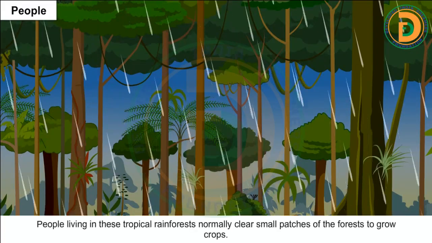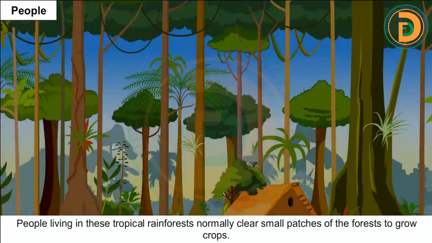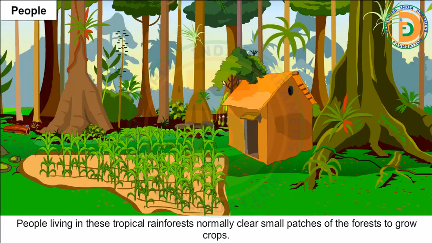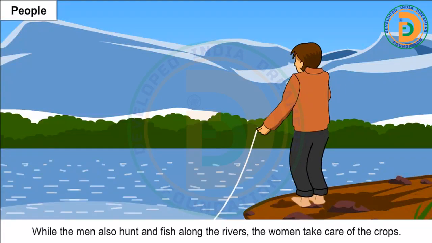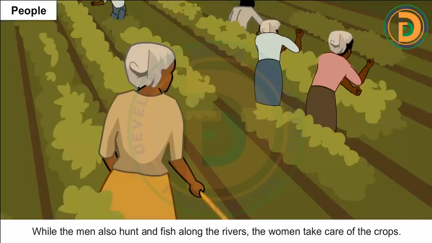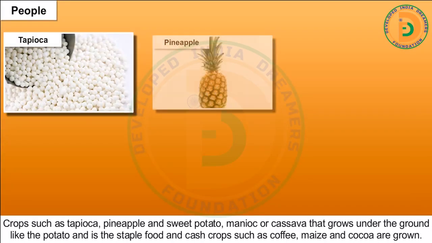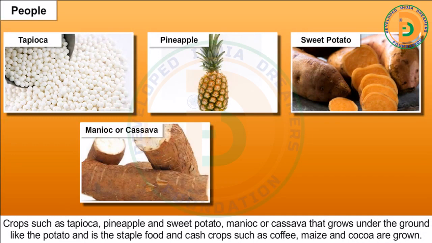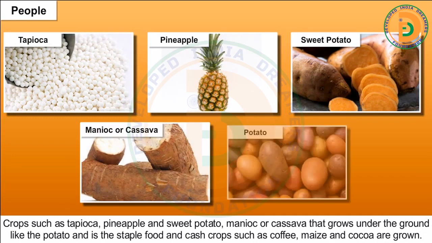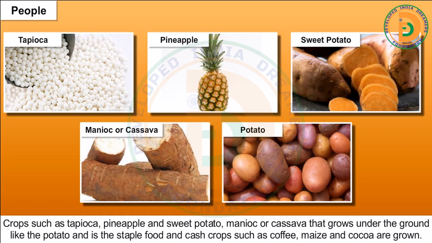People. People living in these tropical rainforests normally clear small patches of the forests to grow crops. While the men also hunt and fish along the rivers, the women take care of the crops. Crops such as tapioca, pineapple and sweet potato, manioc or cassava that grows under the ground like the potato and is like a staple food, and cash crops such as coffee, maize and cocoa are grown.